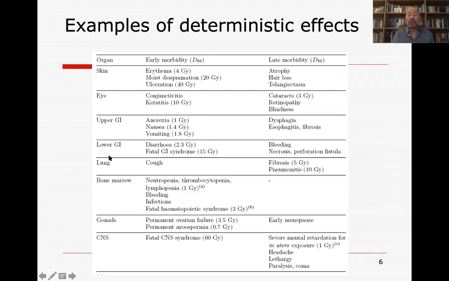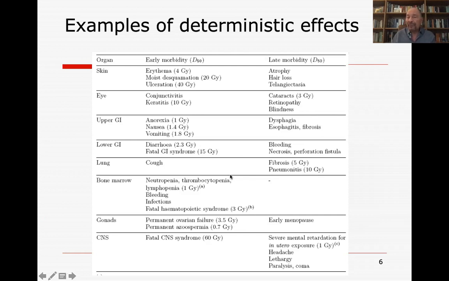Also for the lower gastrointestinal tract, let's say the colon, you will have diarrhea or fatal gastrointestinal syndrome, which is quite fast at very high dose. Of course, you need 15 gray. But in late morbidity, you can have bleeding and necrosis and perforation, fistula, and so on and so forth. You can look at all the different endpoints.